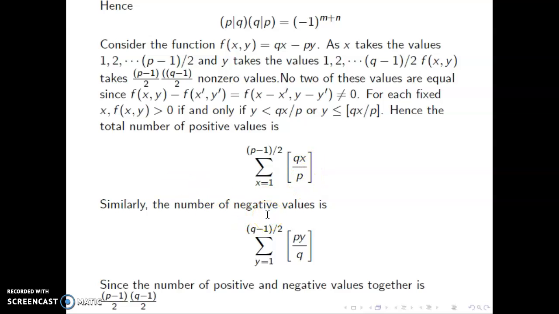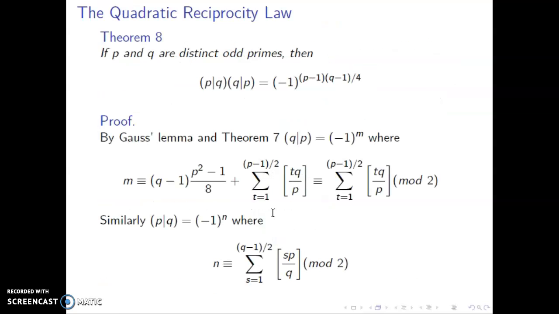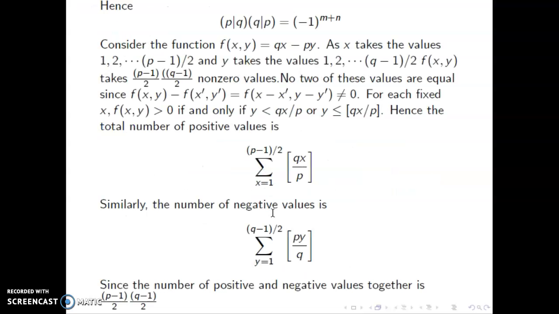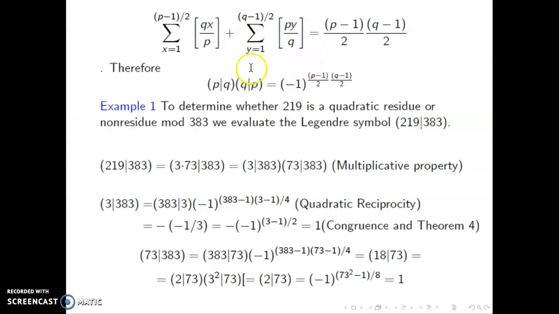Similarly, the total number of negative values is summation y equal to 1 to q minus 1 by 2 of the integer part of py by q. Since the total number of positive and negative values together is p minus 1 by 2 into q minus 1 by 2, I can substitute that in this equation, and I get this is equal to p minus 1 by 2 into q minus 1 by 2. Therefore, p over q into q over p is equal to minus 1 raised to p minus 1 by 2 into q minus 1 by 2.